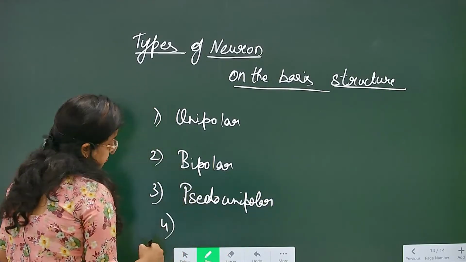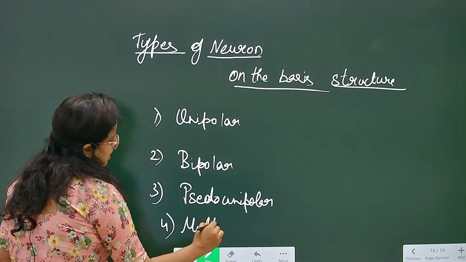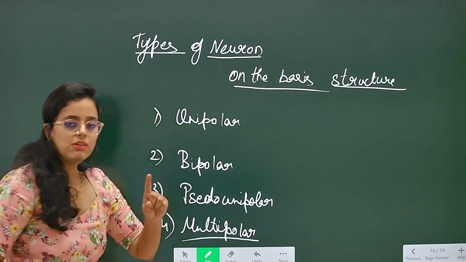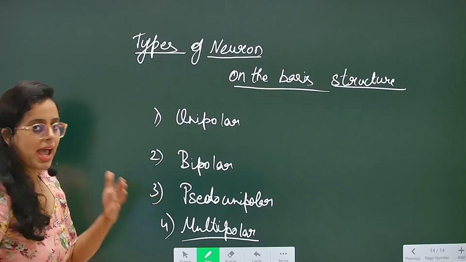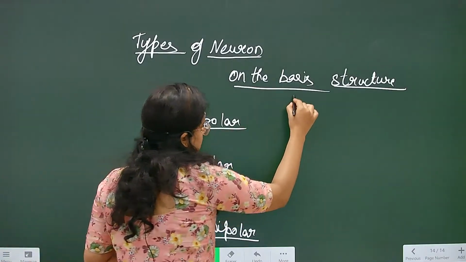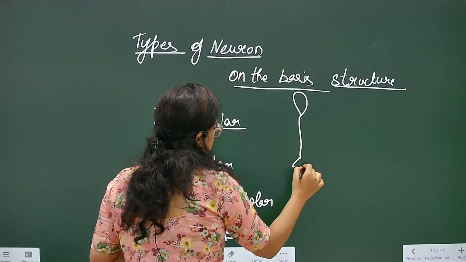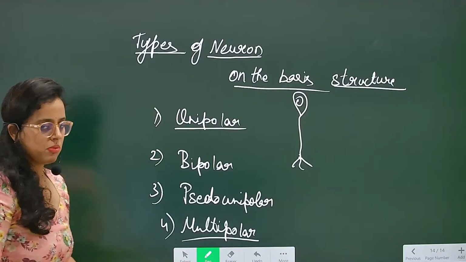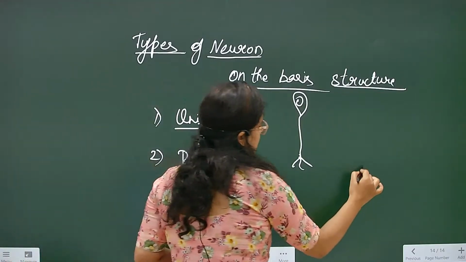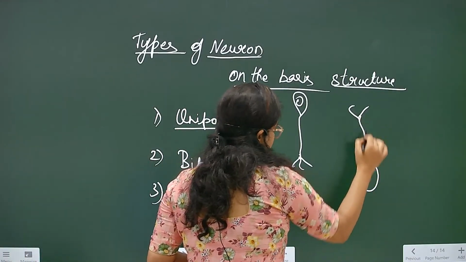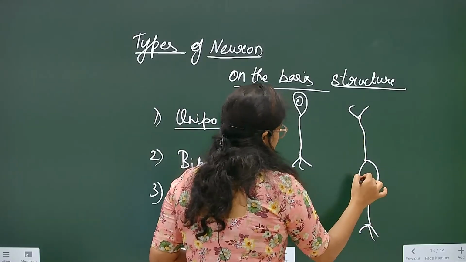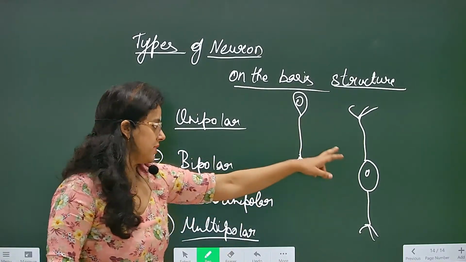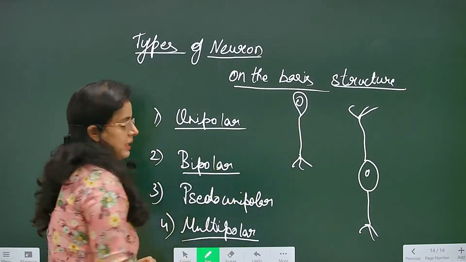and the fourth one, multipolar. According to the structure, if they have only one cytoplasmic extension, one branch, then it is called unipolar. One cell body and one axon is present, that is unipolar. Coming to the bipolar, the cell body is present, on one side there is an axon and on the other side also there is an axon. Two structures are present, then it is called bipolar.